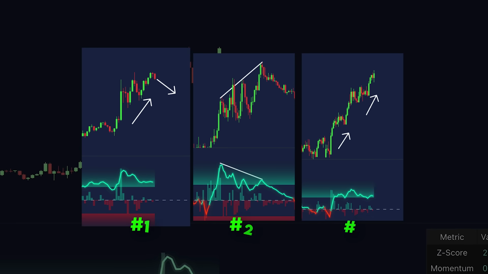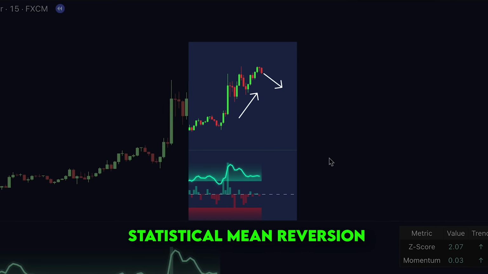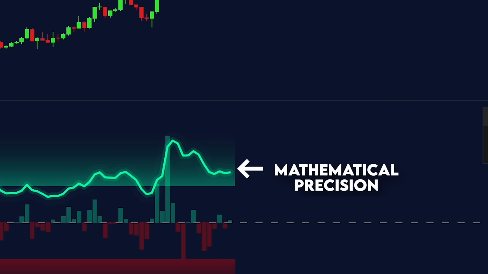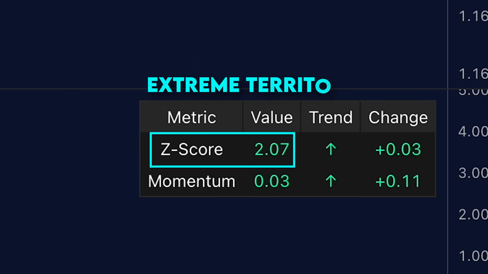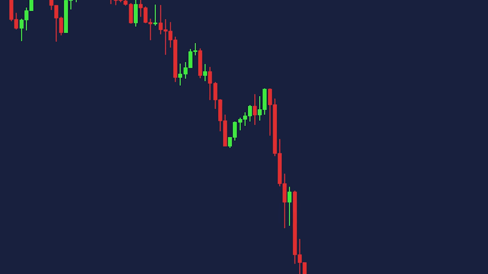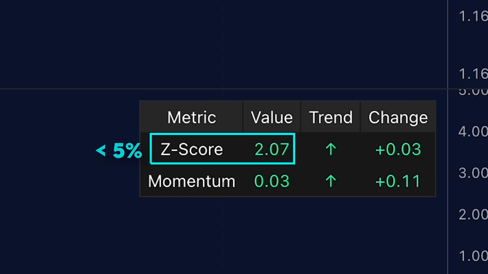Now let me show you 3 applications of this statistical powerhouse. Number 1, statistical mean reversion. This is where the Z-score truly shines because it gives you mathematical precision about reversal probability. Wait for the Z-score to reach extreme territory, either above plus 2.0 or below minus 2.0, as these readings indicate price has deviated more than 2 standard deviations from its statistical mean, which occurs less than 5% of the time historically. But don't enter immediately.